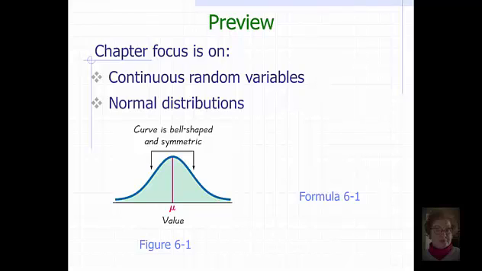And what happens with a normal distribution is that it is bell-shaped and symmetric. And there is a mathematical formula for this curve, but what I want you to notice is the peak of our curve is at the mean of the distribution, and the spread is defined by the standard deviation.